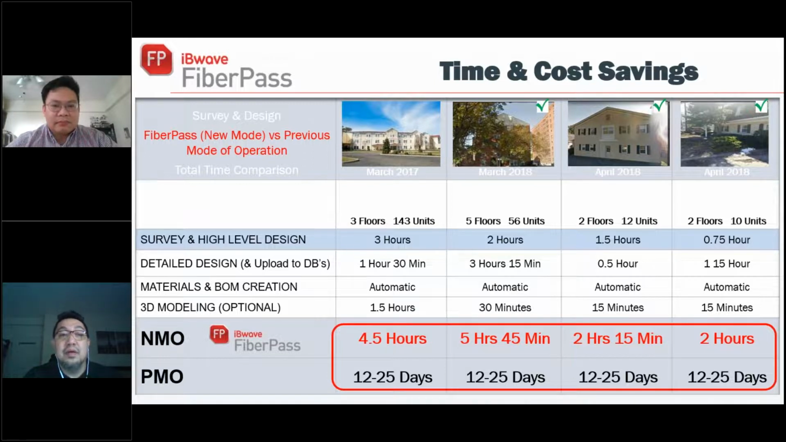So from the previous survey and design, it took them about 12 to 25 days on average. So you can see with FiberPass, it just takes them about 4.5 hours, 5 hours and 45 minutes at the max. Next slide, please.